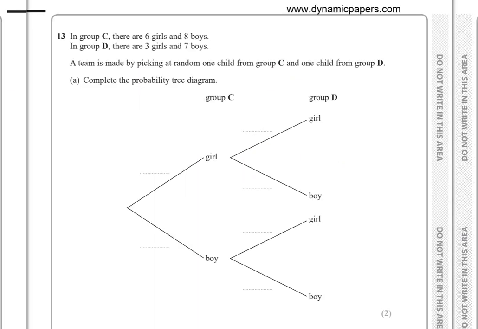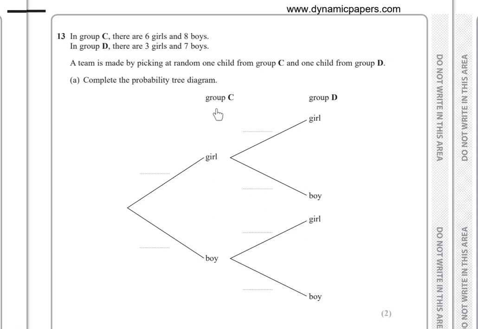Number 13, in group C, there are 6 girls and 8 boys. In group D, there are 3 girls and 7 boys. A team is made by picking at random one child from group C and one child from group D. Complete the probability tree diagram.